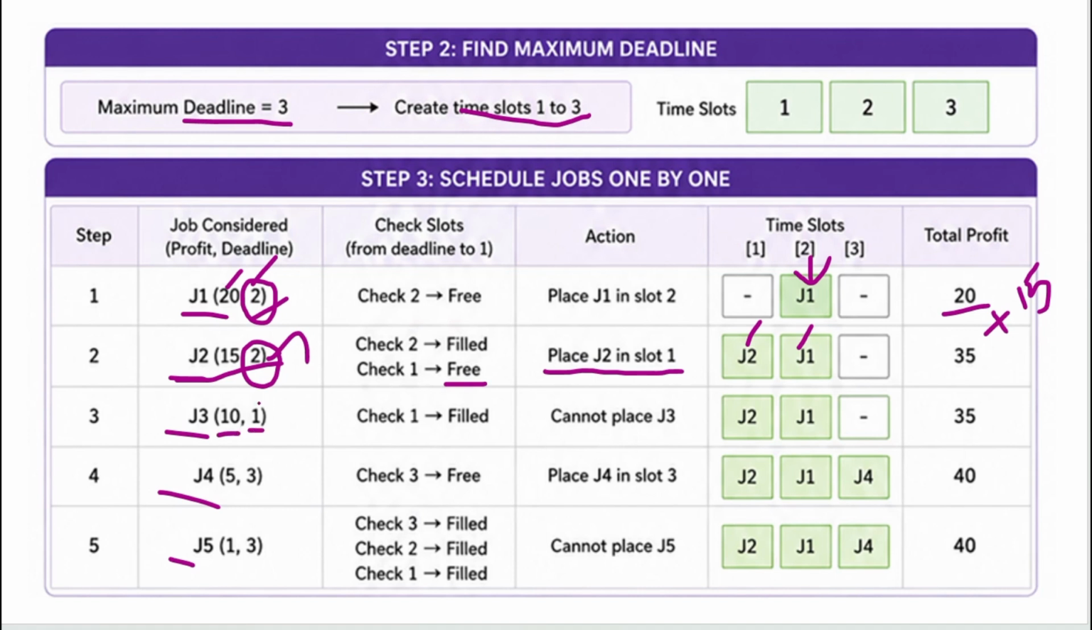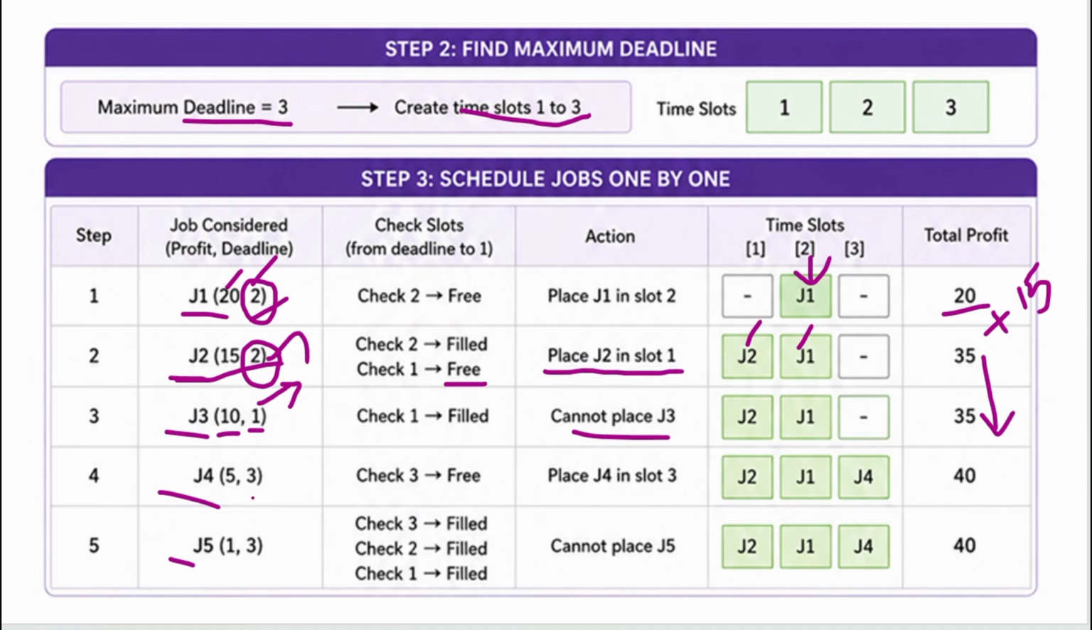So we check deadline 1, but deadline 1 is already filled with job 2, right? So job 3 must be completed within deadline 1. So we cannot schedule job 3 anywhere, right? We cannot exceed the deadline period. Only one time slot is possible here, but that time slot is already allocated to job 2. So we cannot place job 3, just skip it. The profit stays the same here because we cannot schedule any job in step number 3.